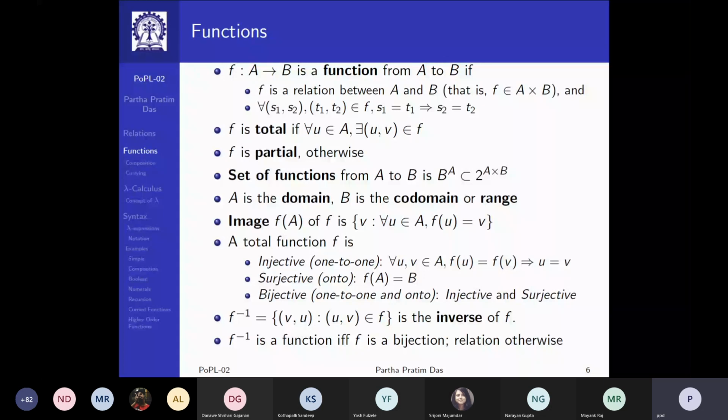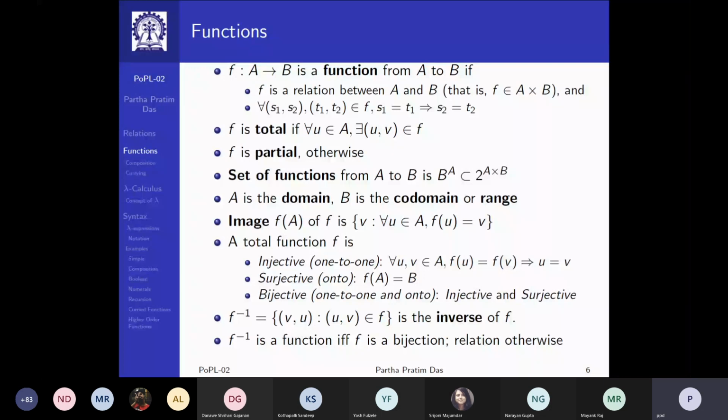Now, we say that we take functions as total, which means that for every element in A, there is a mapping that exists in f. If that happens, then we say it is a total function. Otherwise, it is a partial function. So more often, we will deal with functions which are total, but in some cases, it could be partial functions as well.